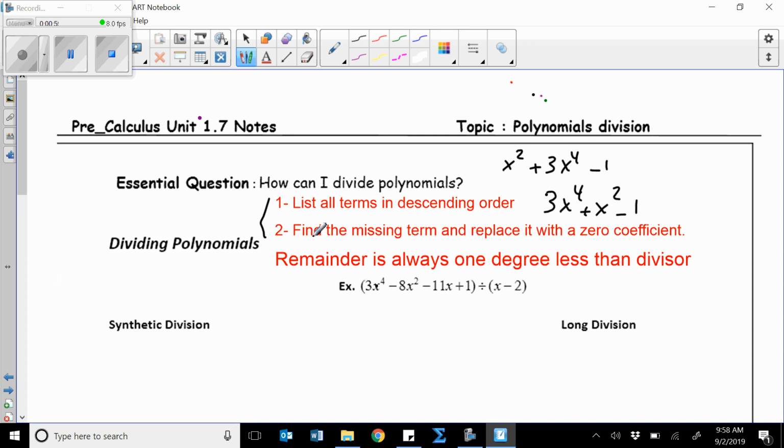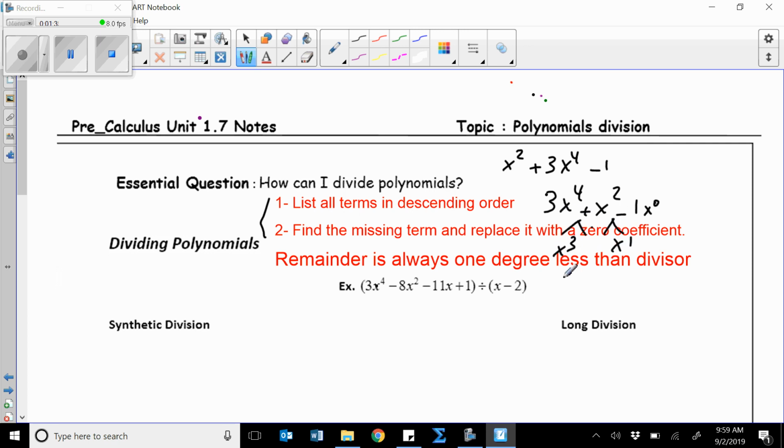The next thing is find the missing term and replace it with a zero coefficient. Whenever we have the terms in order, we need to see if we are missing any term or not. For example, in this case, we have 3x to the 4, and right after that we have x to the 2, but we are missing x to the 3 here. And also after x to the 2, we are missing x to the 1, because we know that the constant term always has x to the 0.